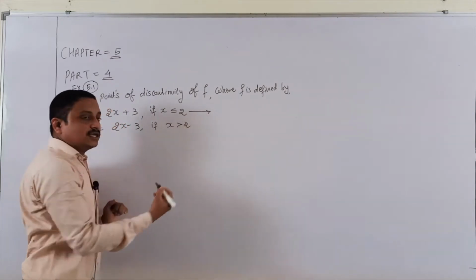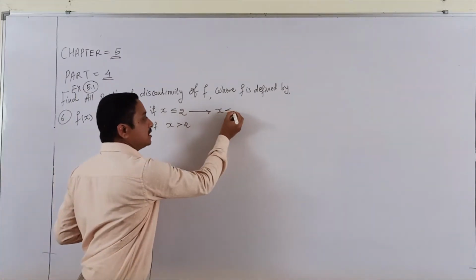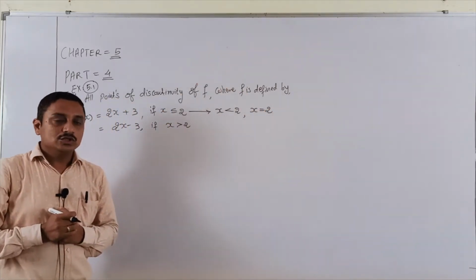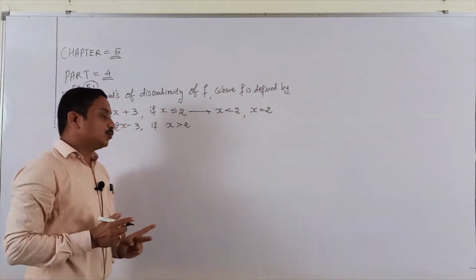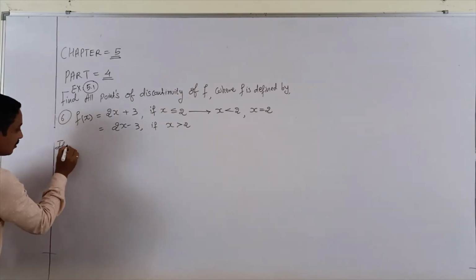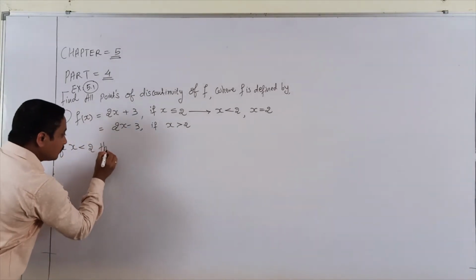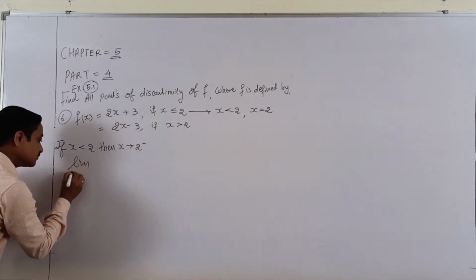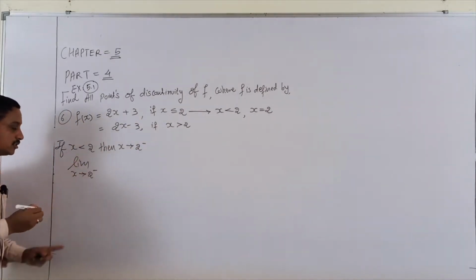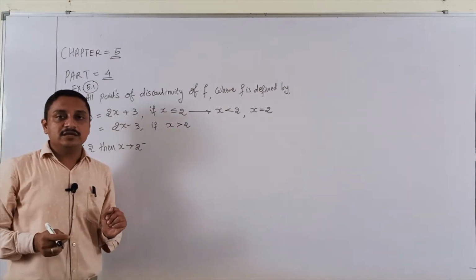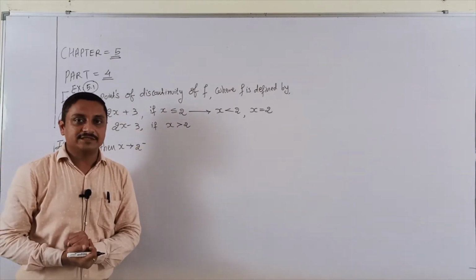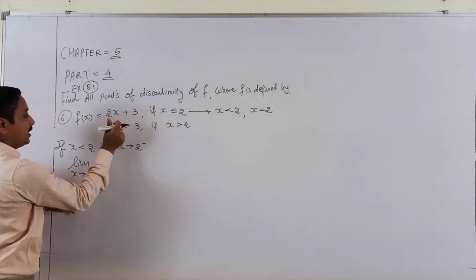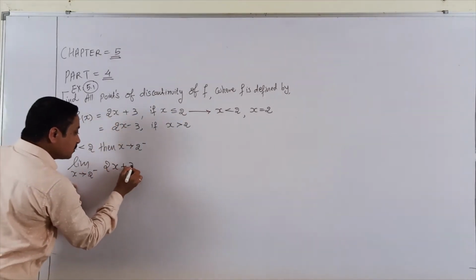It means, students, there are two meanings here: x less than 2, or x equal to 2. So if x is less than 2, then x tends to 2 minus. This minus indicates only the left hand side limit. Now this function is already given in the question as 2x plus 3.